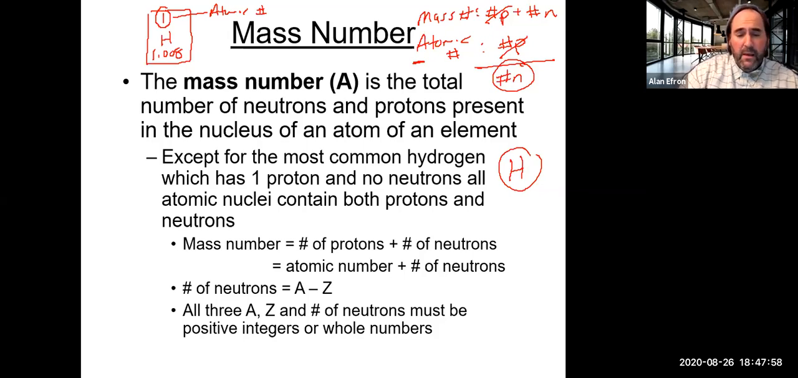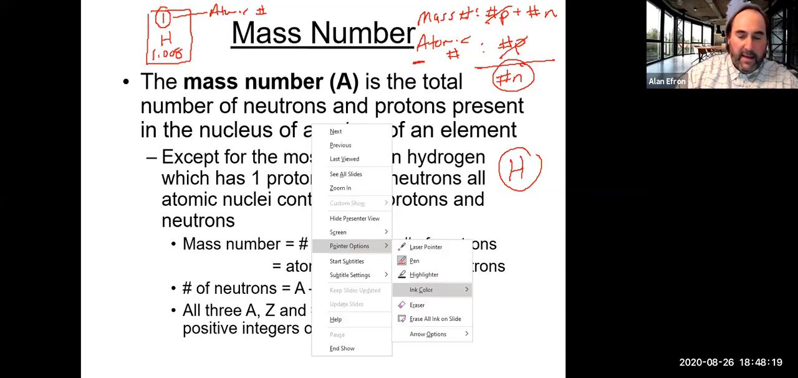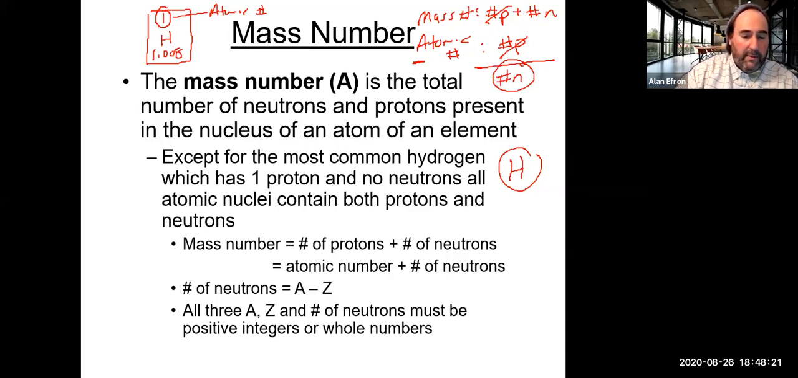Now, when you do calculate these things, the number of protons, the number of electrons, the number of neutrons, and also the atomic number and the mass number, all these things need to be whole numbers, positive whole numbers. Can't have like a half an electron or something like that. So they all need to be whole numbers when you calculate them. So that brings me to another very common question: is this number the mass number?